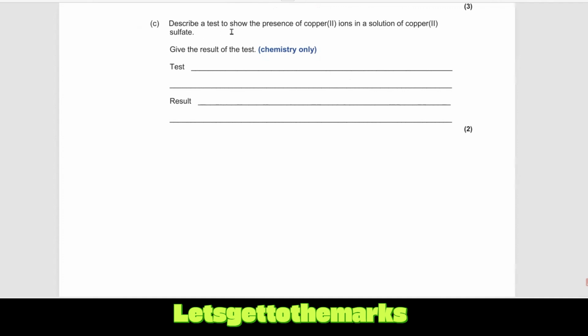Let's get on. Describe a test to show the presence of copper 2 ions in a solution of copper 2 sulfate. So we're looking at what is the test for copper 2 plus ions if you have some copper sulfate. Now, copper sulfate solution, that means say Q. We don't really need to worry about that. But you do need to know these off by heart if you're doing separate science. There are some tests for copper 2 ions. And so this is for separate science only.